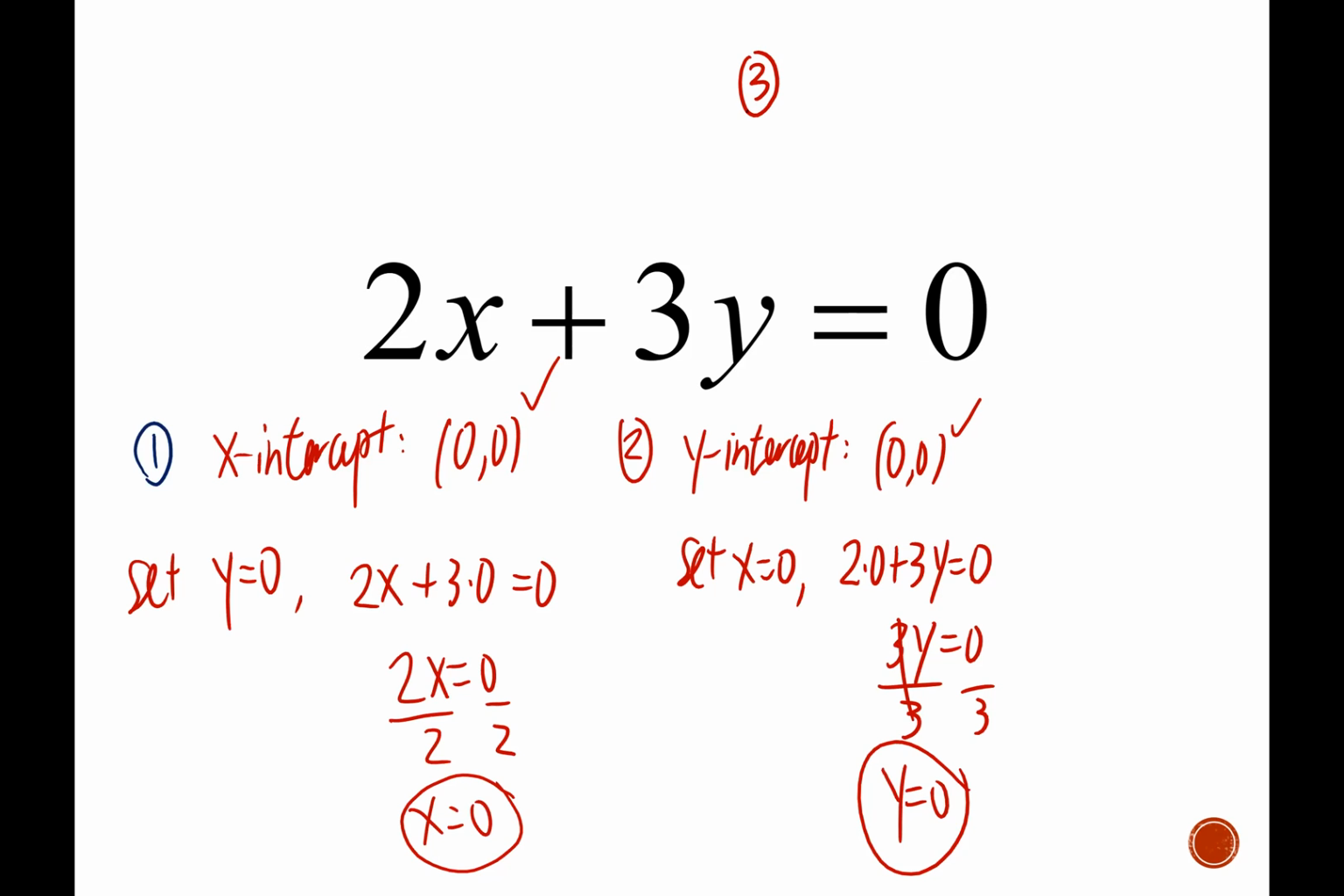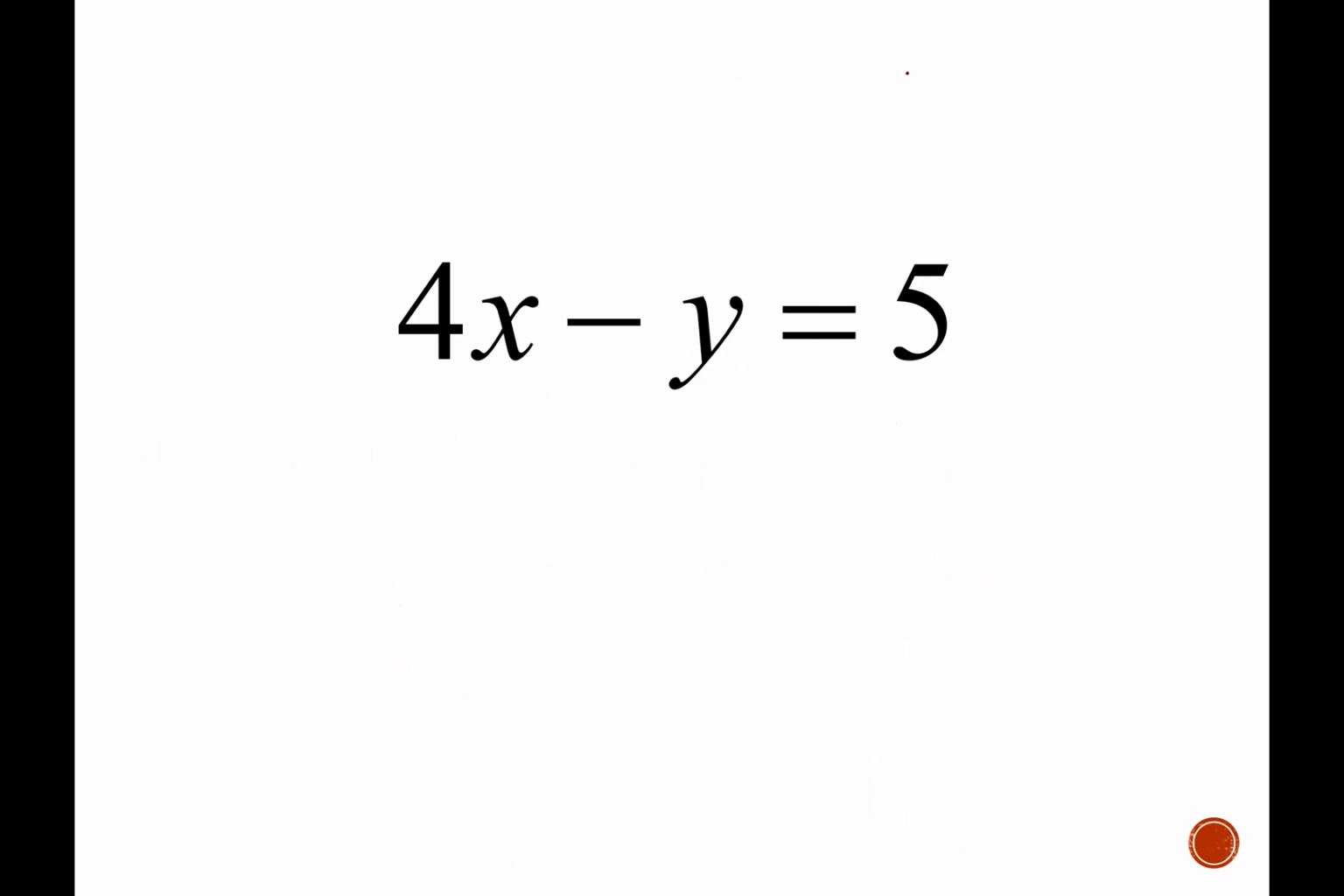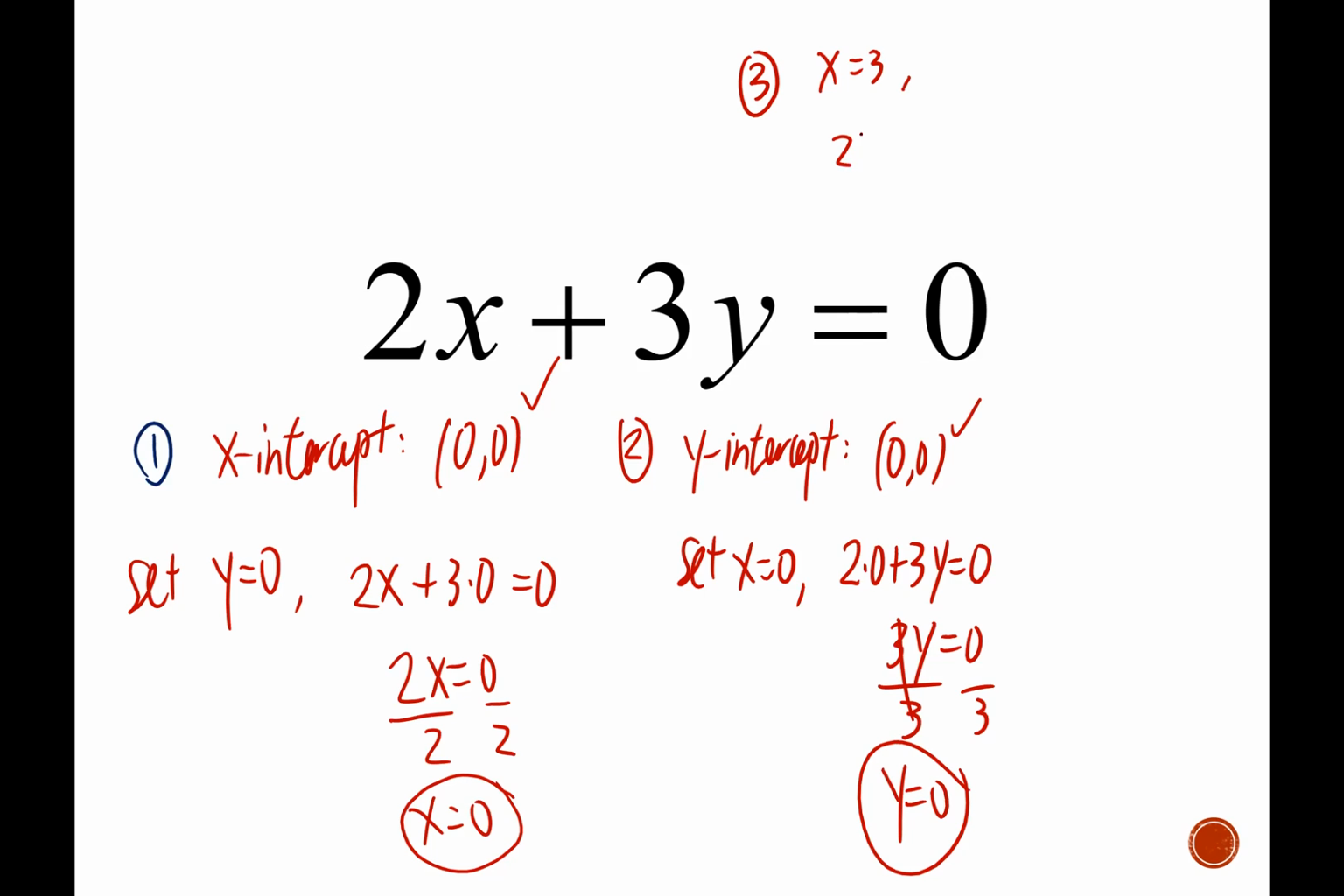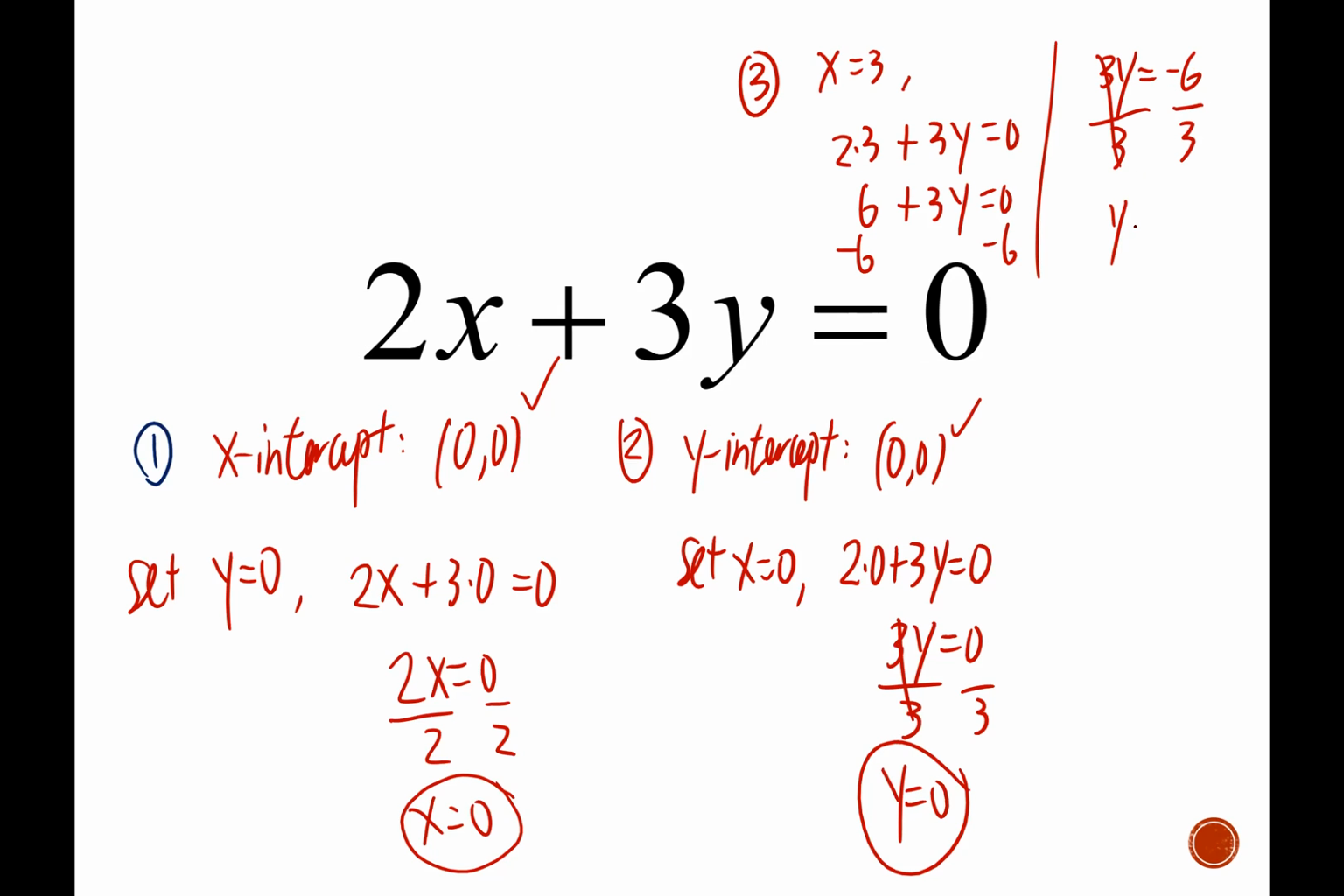So you can just set, let's say, x equal to 3 and solve for y, right? When x equals 3, 2 times 3 plus 3y equals 0. We get 6 plus 3y equals 0. Then subtracting 6 from both sides of the equation, we get 3y equal to -6. Now divide both sides by 3, so y equals -2. Here you go. So the second ordered pair we have is (3, -2). Now we have two ordered pairs, and then you can sketch the graph.